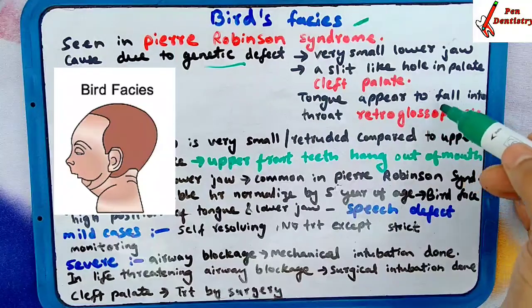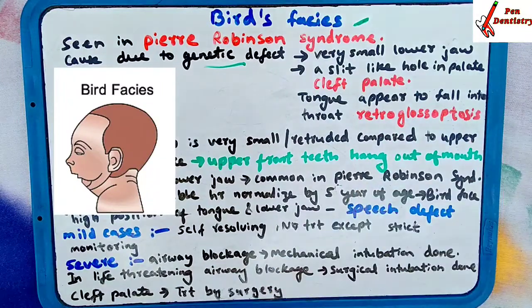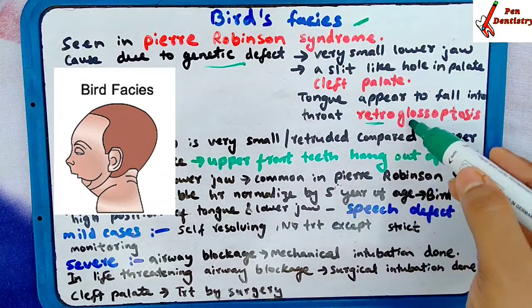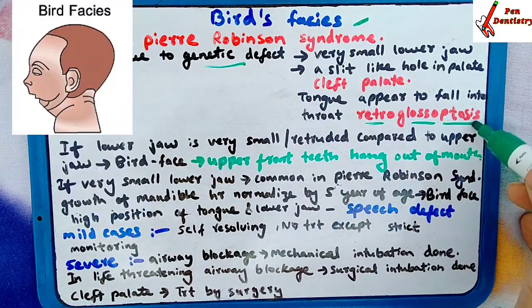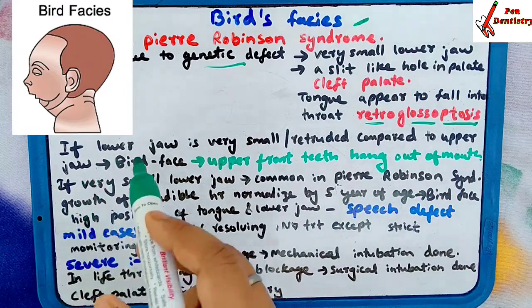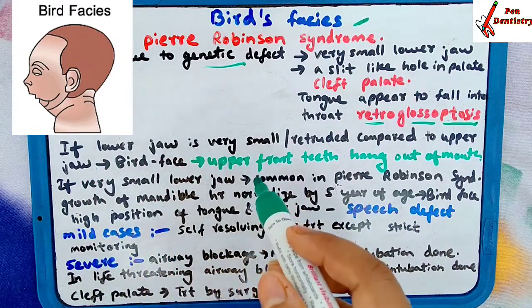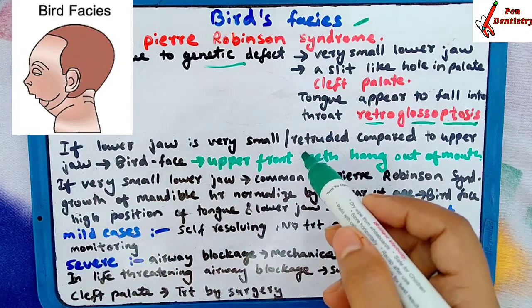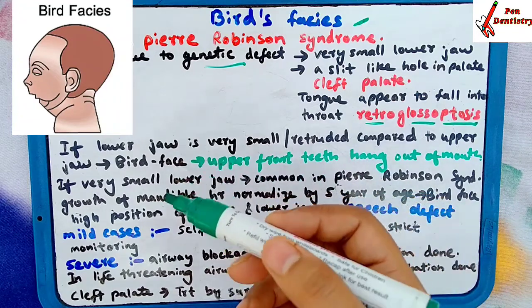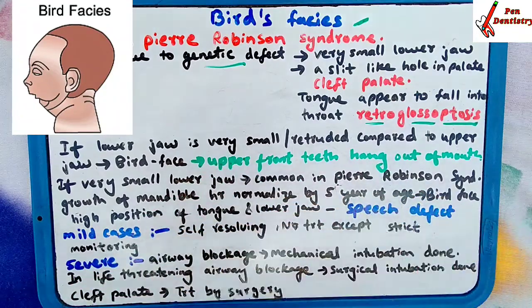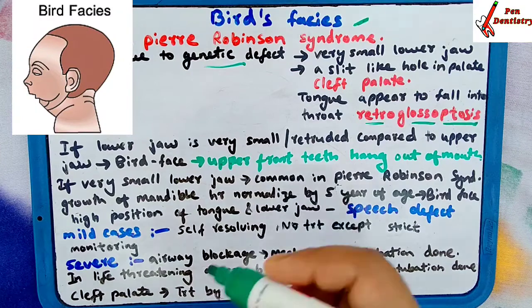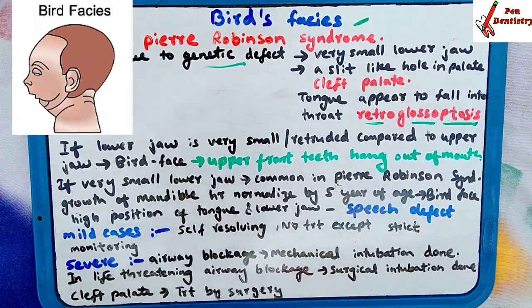The tongue appears to fall into the throat. The tongue will fall in the throat region. This is known as retroglossoptosis. If the lower jaw is very small, that is retruded, meaning placed backward as compared to the upper jaw, the bird face appearance will occur.